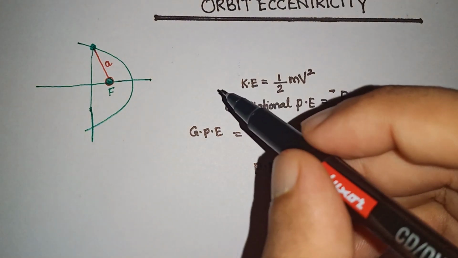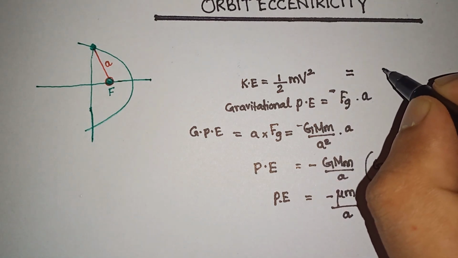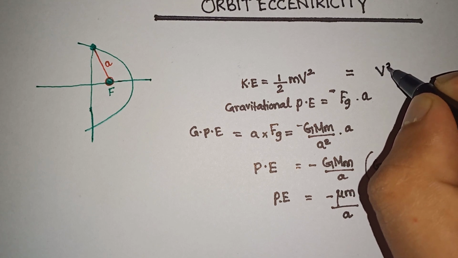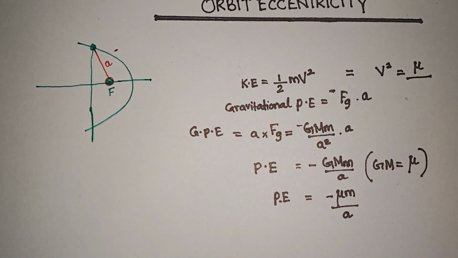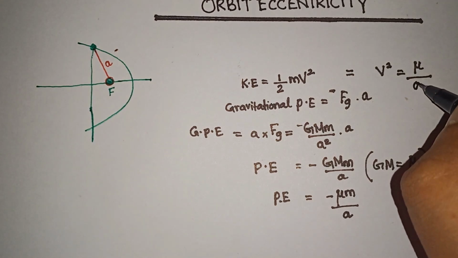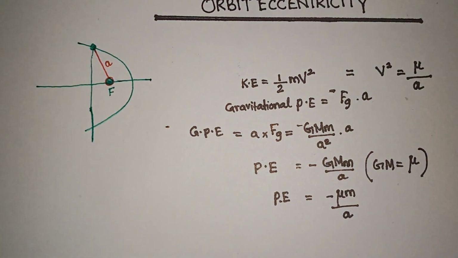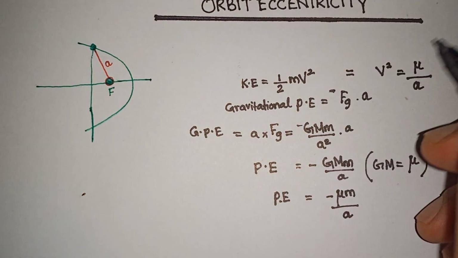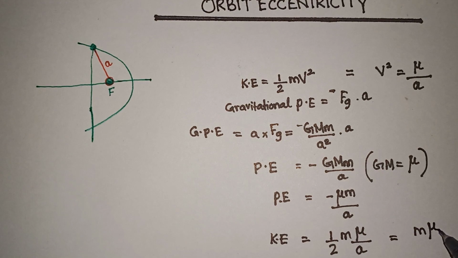Now going back to the kinetic energy experienced by the revolving mass m with orbiting velocity v. In our earlier video we derived an expression for v square in terms of the gravitational parameter and the distance of separation, that is mu by a. I hope that is clear, is it not? If you substitute the v square term over here, it is going to yield the kinetic energy as half into m into mu by a, or m mu by 2a.